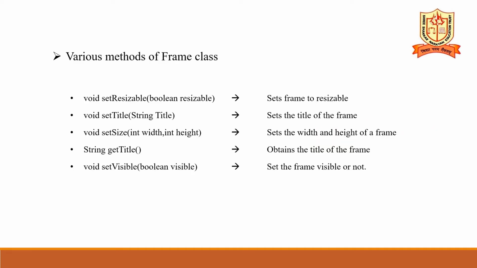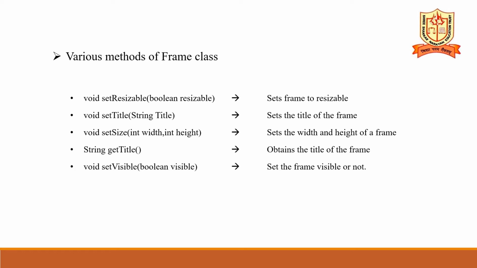So it is clear. In this slide, we will see various methods of the Frame class. The first method, setResizable, sets the frame to be resizable. If it is true, you can change the size of the frame. Otherwise, if it is false, you cannot change the size of the frame. The second method, setTitle, sets the title of the frame. Third, setSize sets the width and height of the frame. And getTitle obtains the title of the frame. Whatever title you set using setTitle, if you want to retrieve the title name of the frame, you can use the getTitle method.